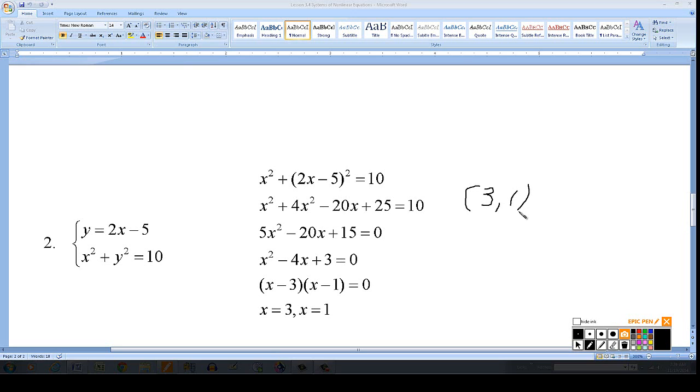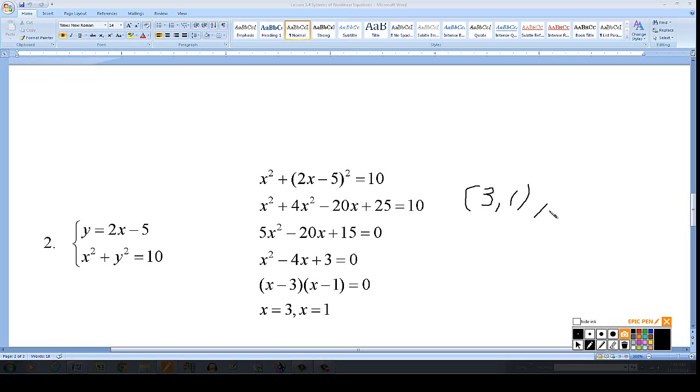So you can easily check it. Obviously it works in the first one because I got those values from that one. But let's make sure it works in the second one. 3 squared is 9. 1 squared is 1. 9 and 1 equals 10. So it does satisfy that one. Okay. Now let's try the next value.